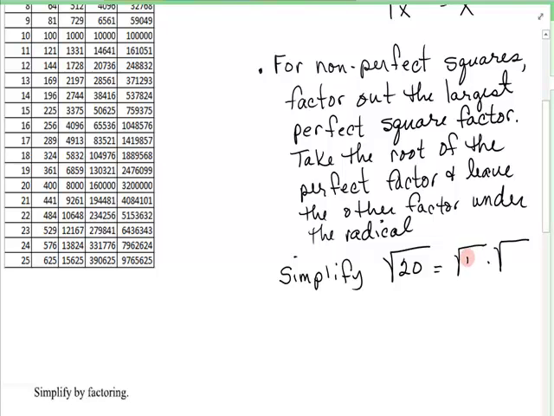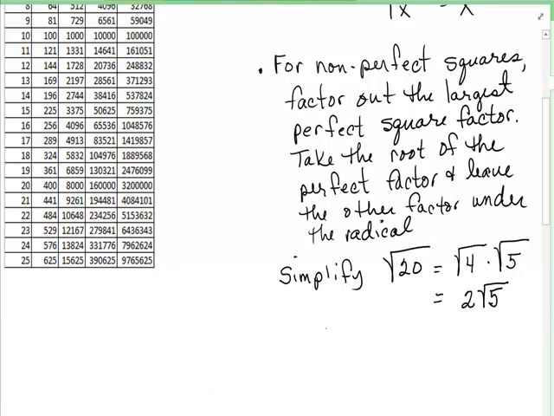So I'm always going to put the perfect square in the front radical and the non-perfect square in the back radical. It does not do you any good to factor this as 2 times 10 because you must have a perfect square. If one of the factors is a perfect square, the square root of 4 is 2 and leave 5 under the radical. This is considered 2 times the square root of 5.